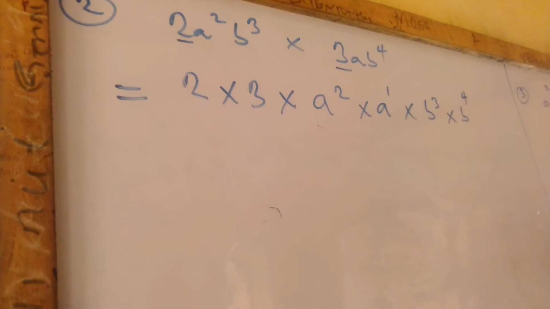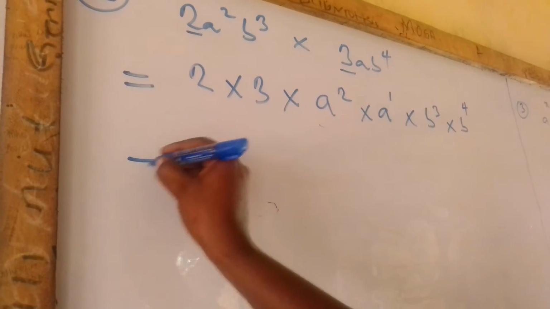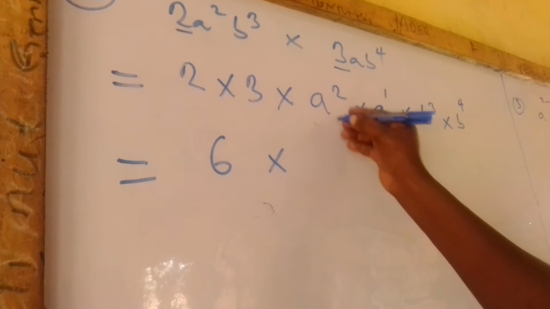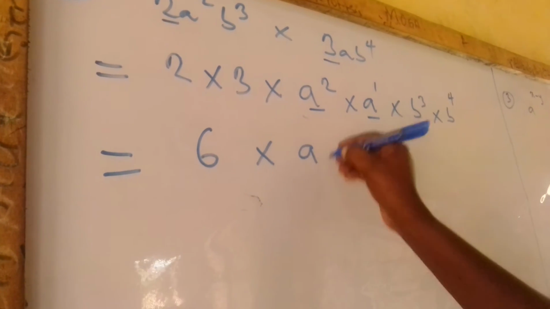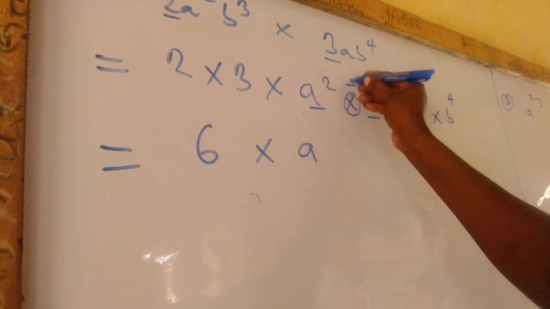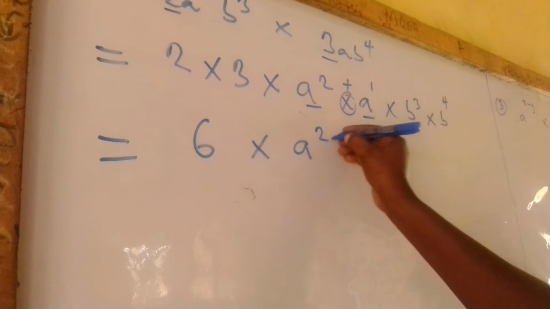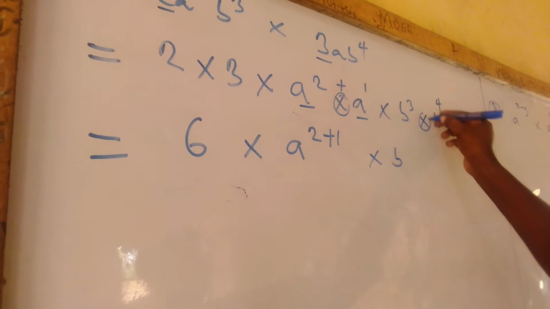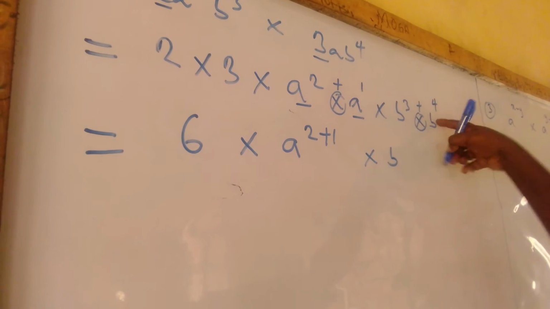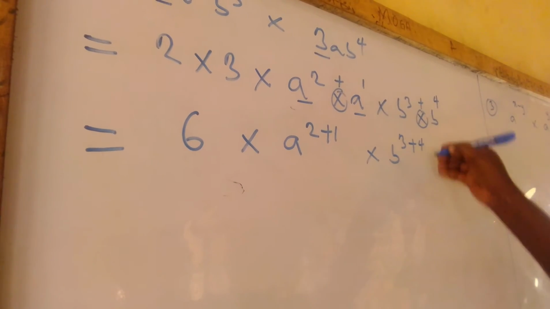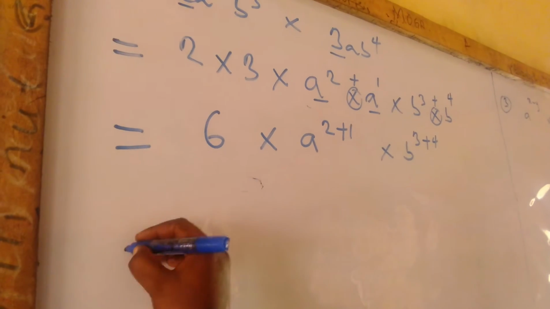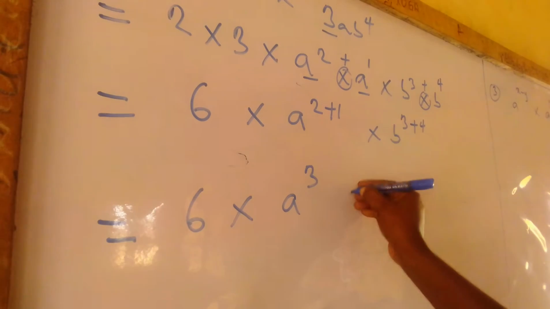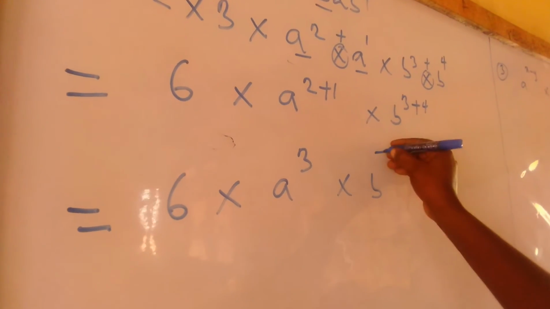Now, let us apply the law of indices, which is the multiplication law. 2 times 3 will give us 6. When we are having 2 A's, we are going to pick 1 out of it. This time the times changes to plus, which means we are going to have 2 plus 1, multiplied by B raised to power 3 plus 4. Now, let us manipulate together. 2 plus 1 will give us 3, 3 plus 4 will give us 7.